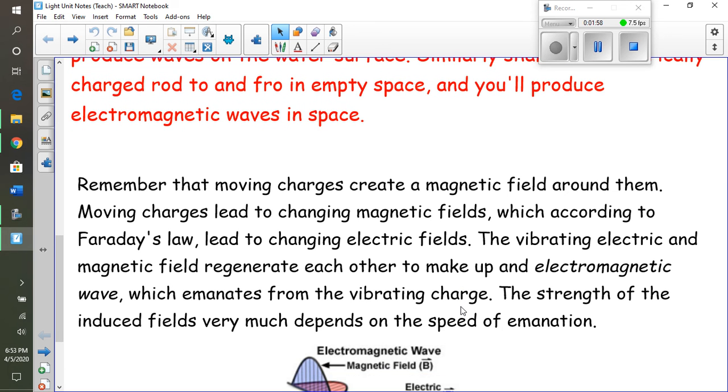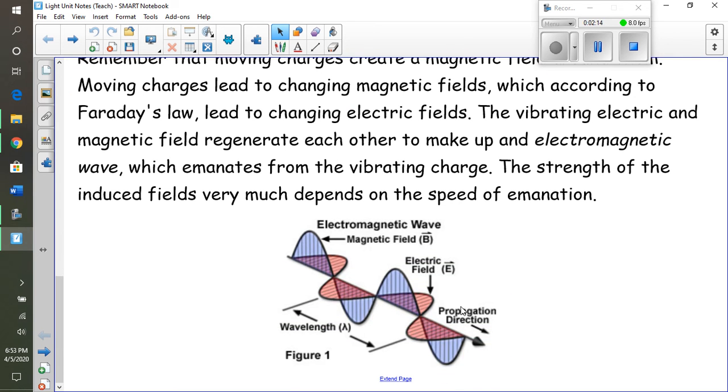So again, remember that moving charges create a magnetic field around them. Moving charges lead to a changing magnetic field, which, according to Faraday's law, leads to a changing electric field. So the vibrating electric and magnetic fields regenerate each other and make up this electromagnetic wave. It emanates from the vibrating source, so these accelerating electrons, and the strength of the induced field varies depending upon the speed of the particles here.